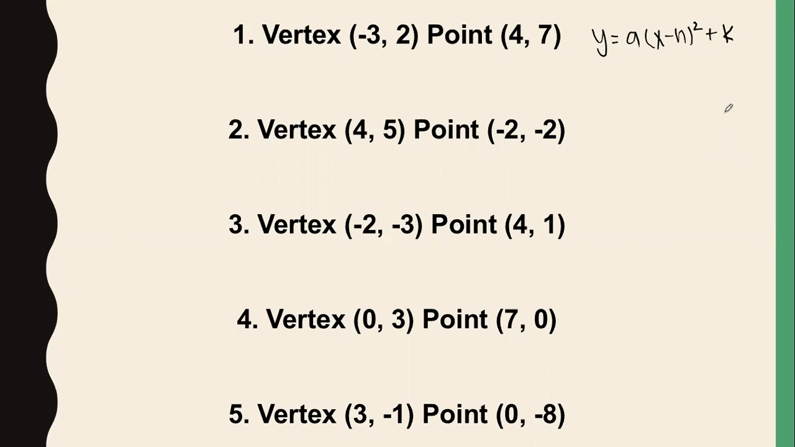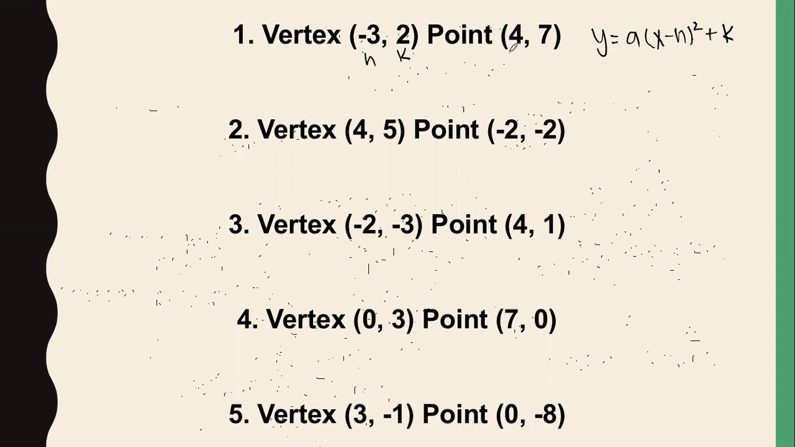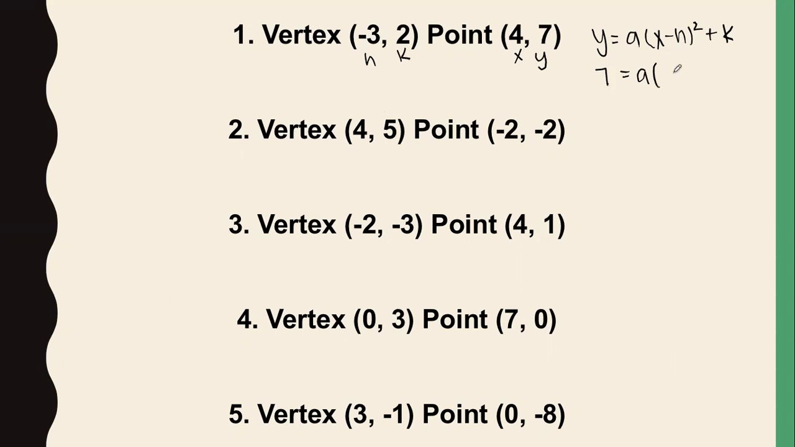Okay, so I'm going to do what Noah and Alexa told me already. The vertex is at -3, 2, so this is my h and k. The point is at 4, 7, x, y. So they told me 7 equals a. The x value is 4, so 4. The h value is -3, so -3 would be +3, squared, and then +2 because the k is +2.